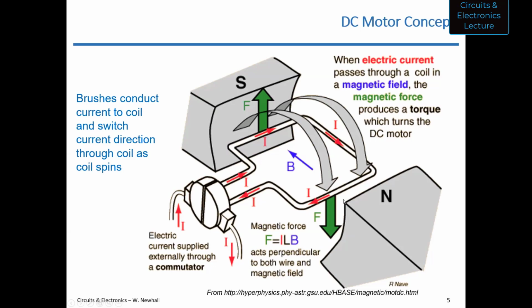I call this a cartoon because when this commutator turns 90 degrees, you're going to be shorting between those two brushes. That's probably not such a good thing. You probably want many more segments of this commutator compared to the brush size so that you don't short out across the brushes. But this does explain the principle behind how to take that linear force and convert it into rotational force.